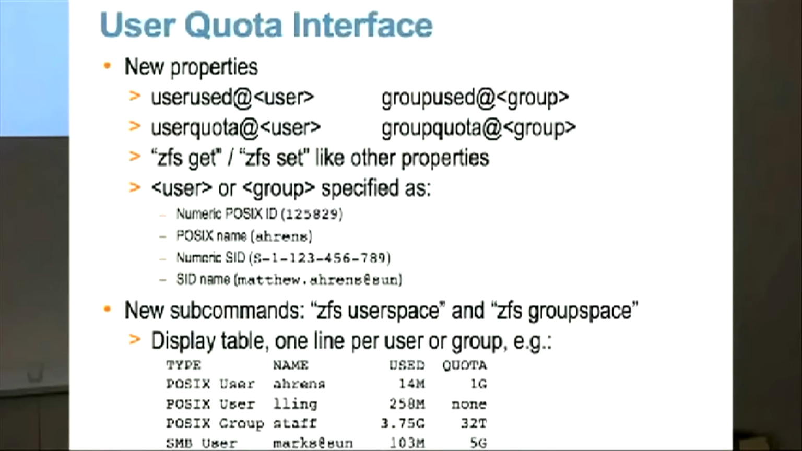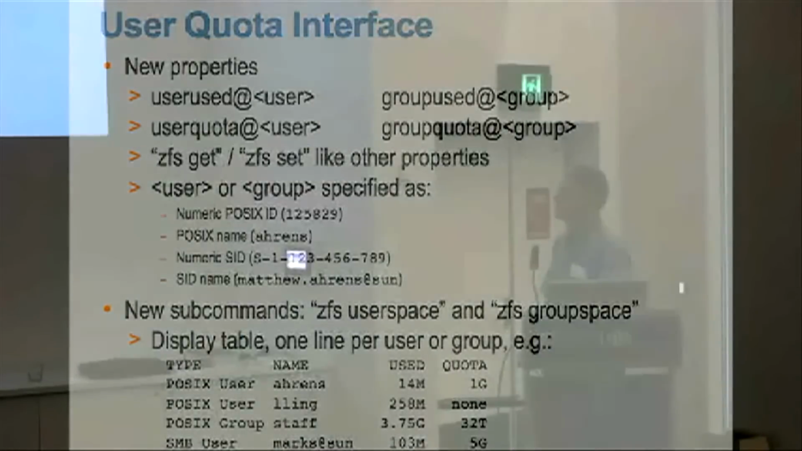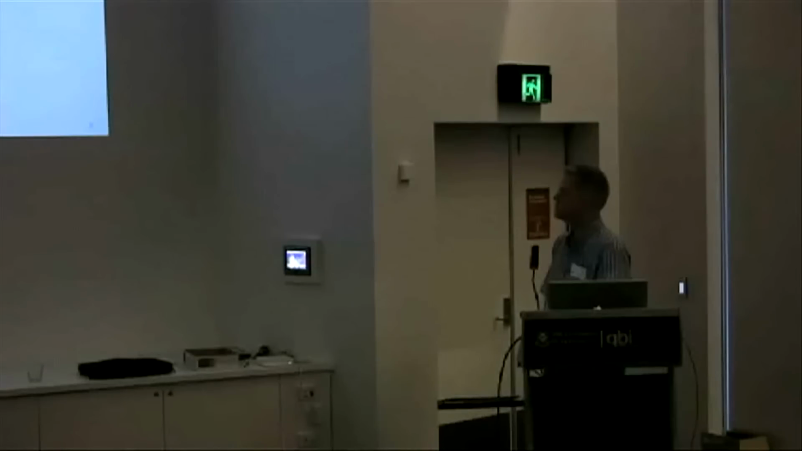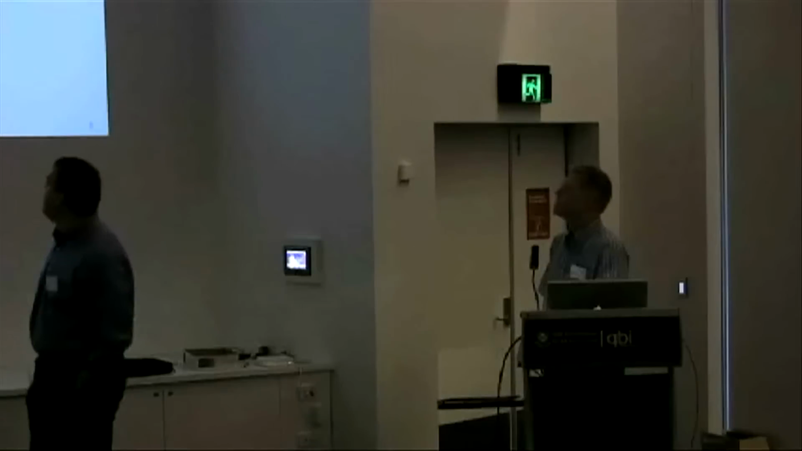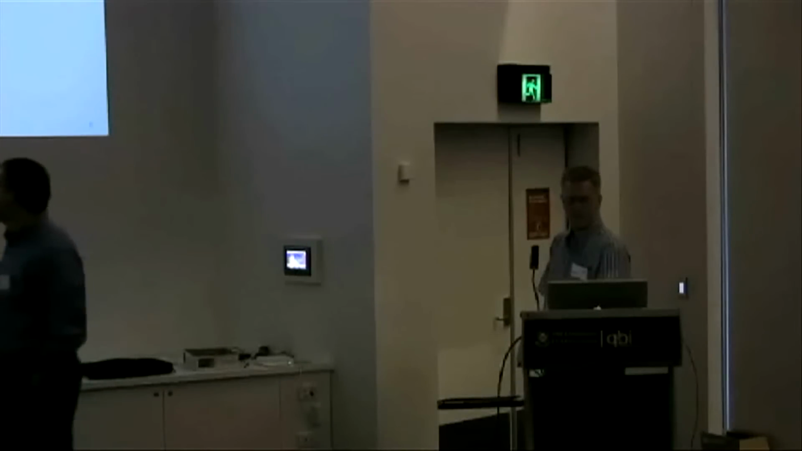And again, you can see an example of the output here for a file system we were playing around with. It tells you what kind of entity is being tracked, whether it's a POSIX user or group or an SMB user, what its name is, and again, if name service isn't running, you'll just get a bunch of numbers there, and how much they've used and what their quota is. So it's a very natural interface in that regard. We try to make it consistent with everything else in ZFS.